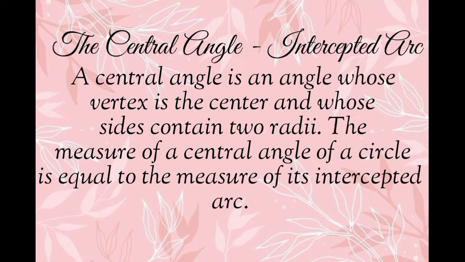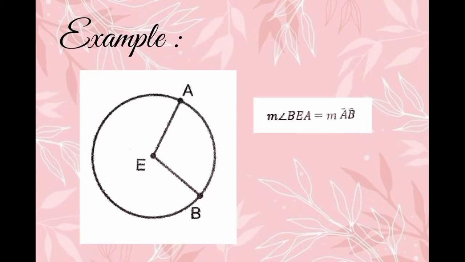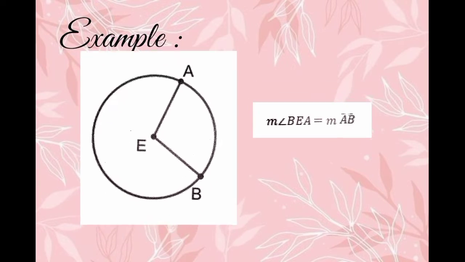The central angle and intercepted arc. A central angle is an angle whose vertex is the center and whose sides contain two radii. The measure of a central angle of a circle is equal to the measure of its intercepted arc. Measure of angle BEA is equal to measure of intercepted arc AB.